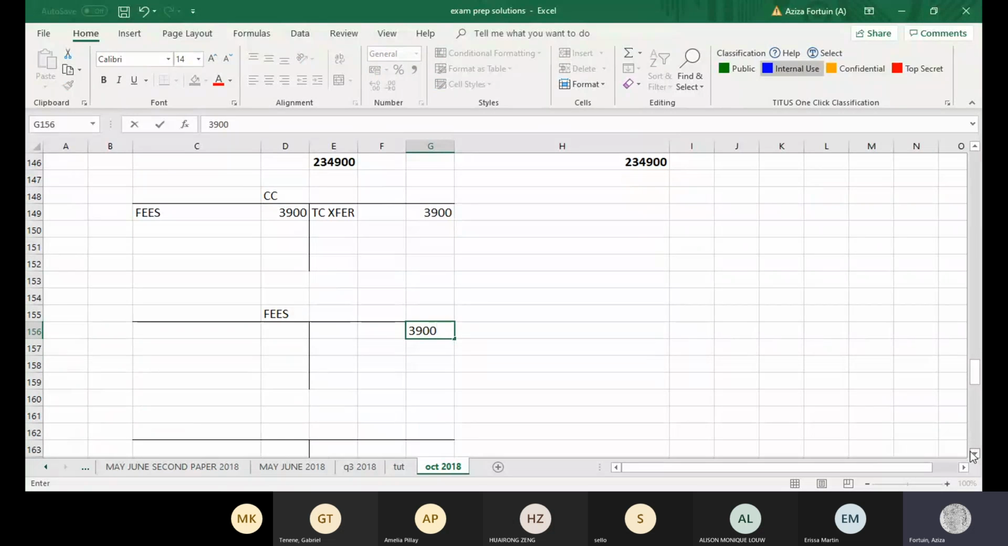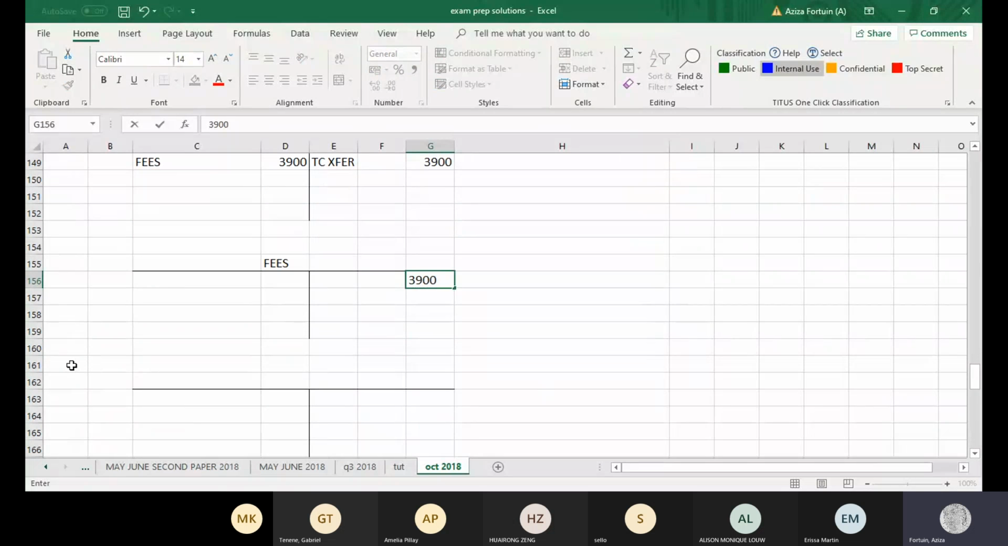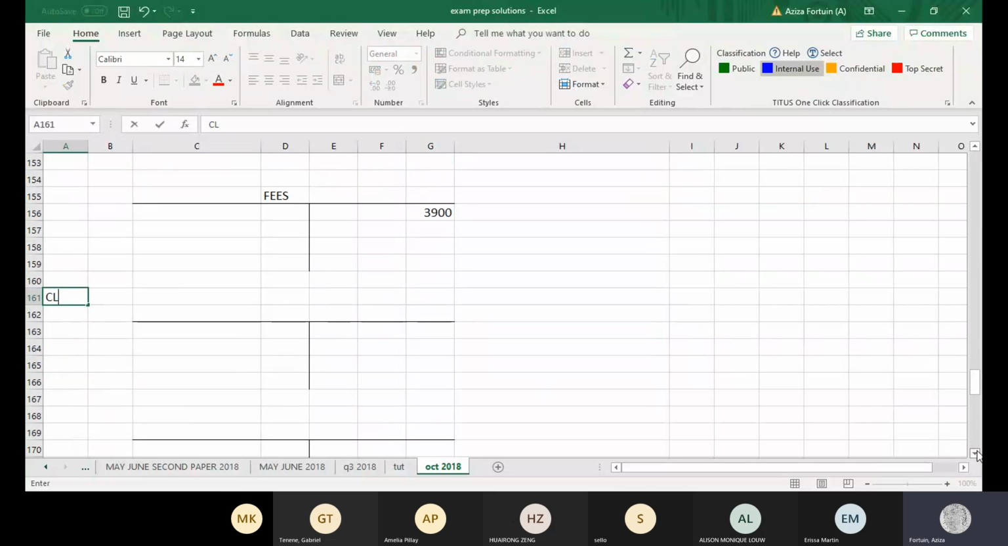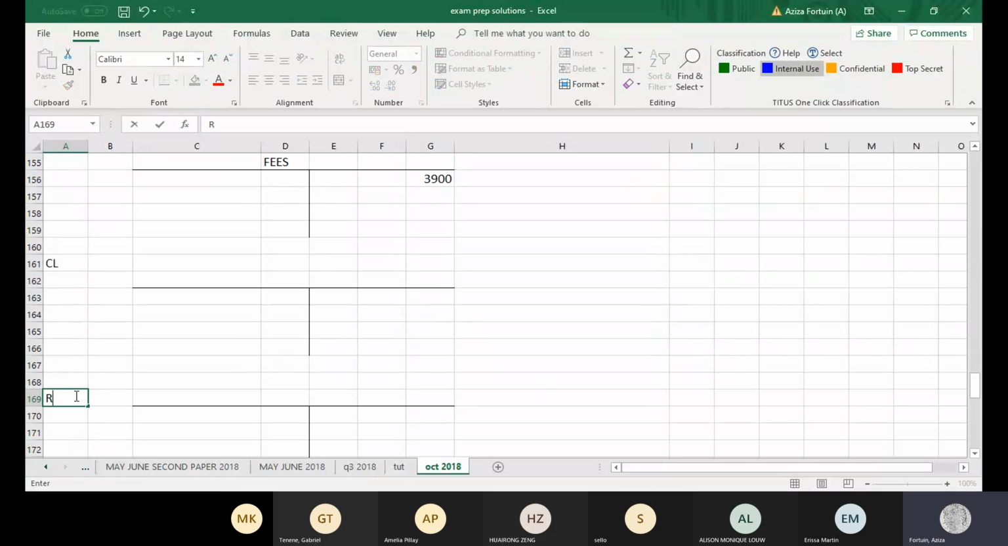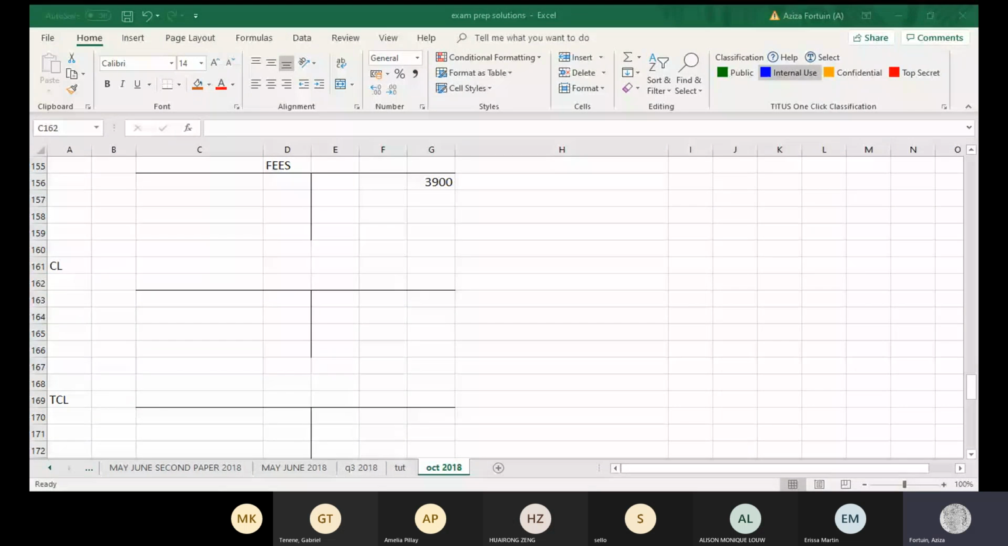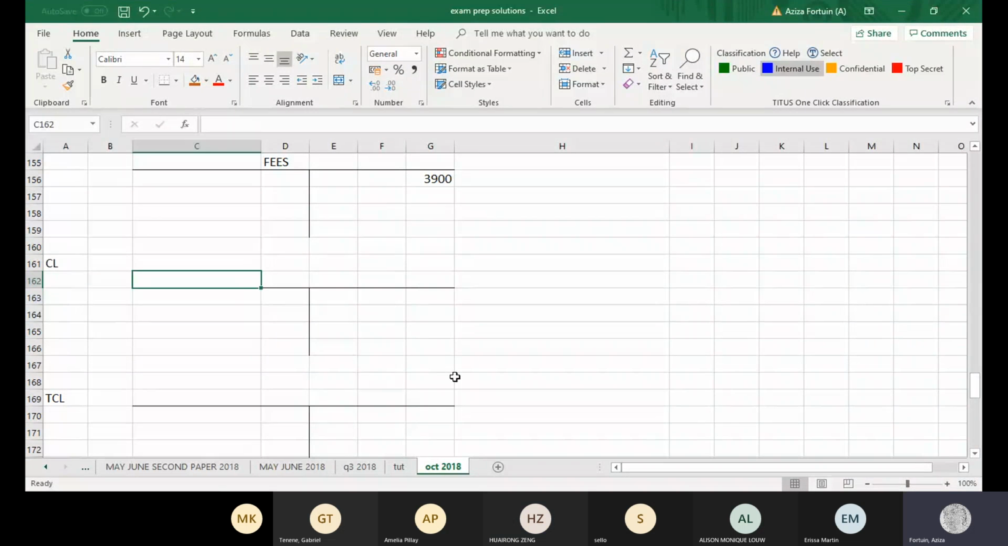Okay, Maggie, do you want to do the client's ledger and the trust creditors ledger for us, if you don't mind? Is Maggie with us? Maggie, you with us? Yes, coming. Oh, okay. Do you want to do the client's ledger and the trust creditors ledger for us? Oh, okay, the page 12, right?